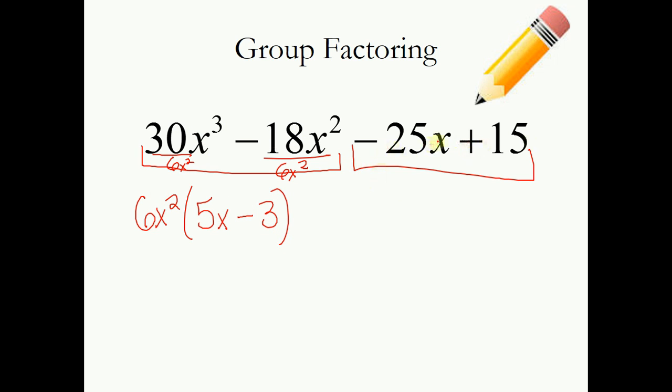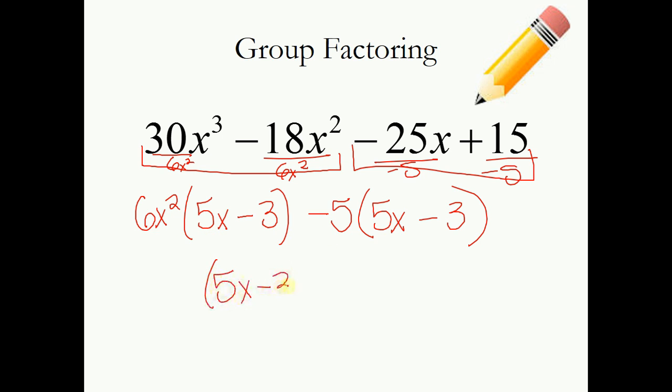What's common between these guys? I think a negative 5 would do the trick. So I want this to be positive, right? Because this one was positive, so I need this guy to be positive. That would be a positive 5x if I divide by negative 5. Divide this guy by negative 5, get 5x minus 3. Notice they're the same, so then I can factor that out. And I'm left with 6x squared minus 5 for my final answer.